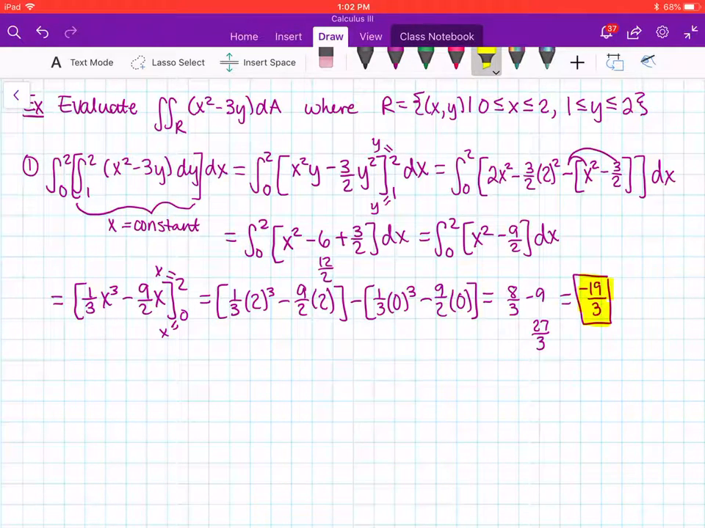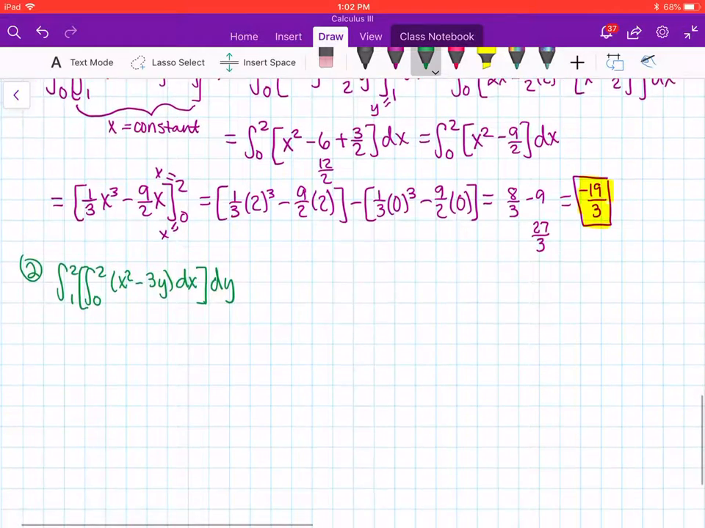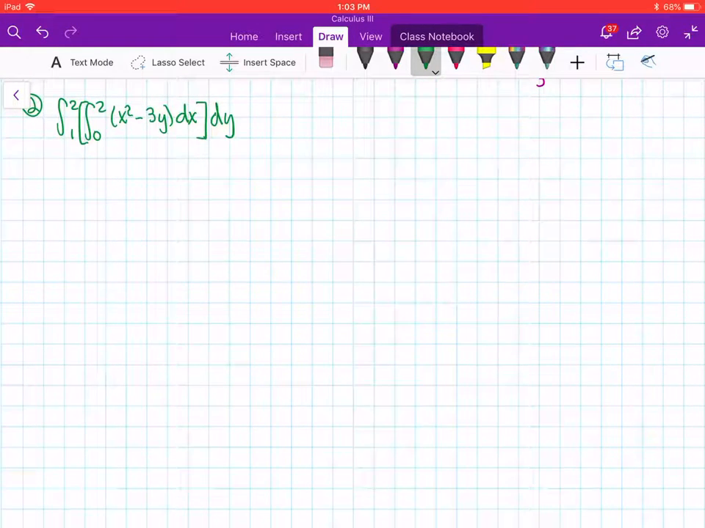And I want to challenge you to see if you can get the same answer if you change the limits of integration. So in other words, if you integrate this, do you get the same exact thing? Alright, and that's up to you. Okay, so we can use Fubini's theorem to help us out. Sometimes integrating with respect to x is easier than with y, or vice versa.